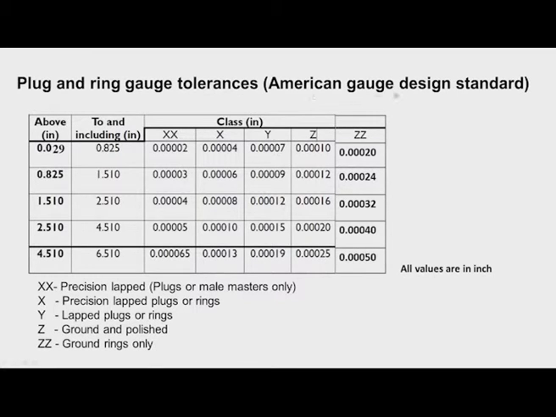Now this is the American gauge design standard. They specify different classes of tolerances, for plug and ring gauges only. The different classes of tolerances are XX, X, Y, Z, and ZZ class. ZZ class is applicable only for ground ring gauges, and XX gauges are very precise lapped gauges used as masters. X and Y are used as inspection gauges, and Z for the normal working gauges.